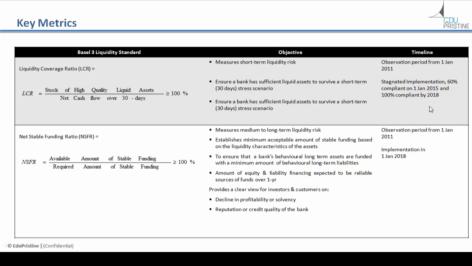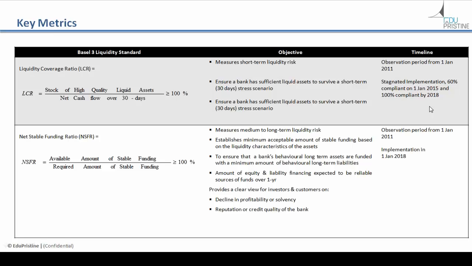The amount of equity and liability financing is expected to be a reliable source of funds over 1 year. What we're saying there is that you need to make sure those sources of funds are reliable for at least 1 year, i.e. you can count on them for a 1 year period. These two ratios provide a clear view for investors and customers on the decline in profitability or solvency of a financial institute, and they also give you an idea of the reputation or credit quality of the bank.